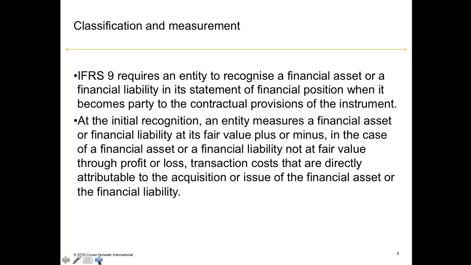At the point of initial recognition, an entity measures a financial asset or a financial liability at its fair value, plus or minus, in the case of a financial asset or financial liability not at fair value through profit or loss, transaction costs that are directly attributable to the acquisition or issue of the financial asset or financial liability. The key point here is initial recognition is at fair value. We then have this adjustment factor to consider.